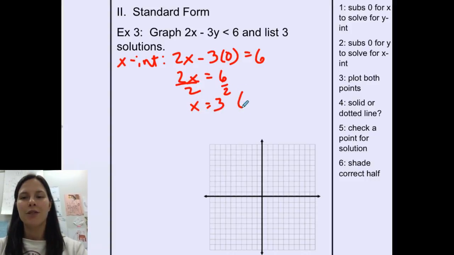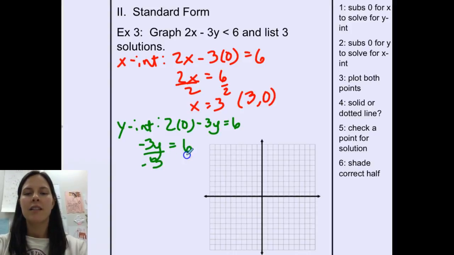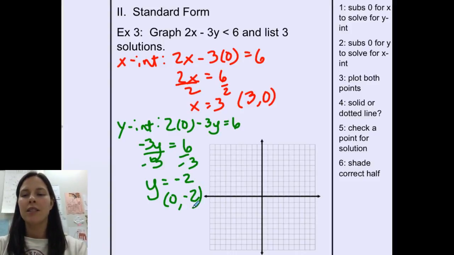Remember, writing that as an ordered pair, I solved and got 3 for x when I substituted 0 for y. Finding that y-intercept, I will replace x with 0 and solve for y. The 2 times 0 cancels, so I'm left with negative 3y equals 6, and I'll divide both sides by negative 3 to solve for my y-intercept. I substituted 0 for x, and I solved and got negative 2 for y. Plotting those points on my graph, I have (3, 0) and (0, -2).